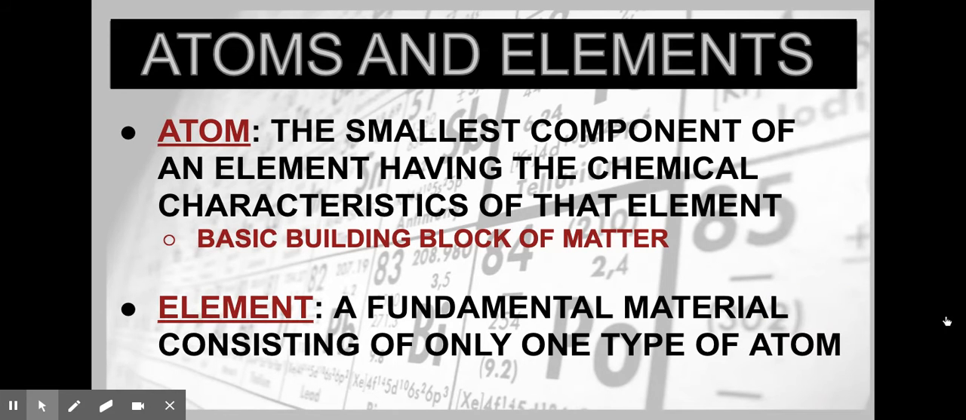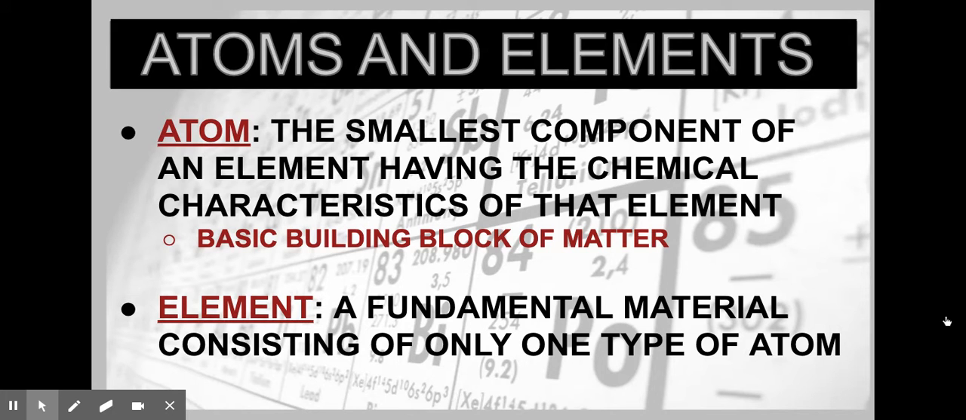All right, an element is a fundamental material consisting of only one type of atom. So what we're going to go through and talk about to start are the basic characteristics that every atom has. So thusly, every element also has those characteristics. And then next week, we'll get into what makes it specifically an element compared to an atom.